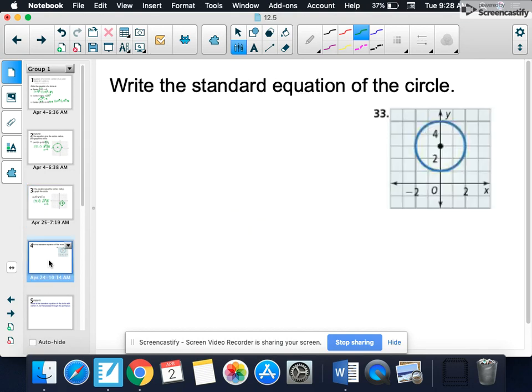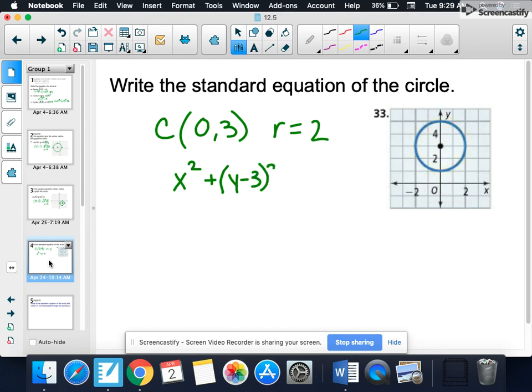This one here, now we're just given the picture, and then we're going to have to write the equation. So first thing we're going to want to do is just pull out the center there. So our center is at 0, 3, and our radius is 2. So now it's just like the problems we were doing in the beginning. Since it's just 0, I can just write it as x squared, and then plus y minus 3 squared, and then the radius squared is 4.